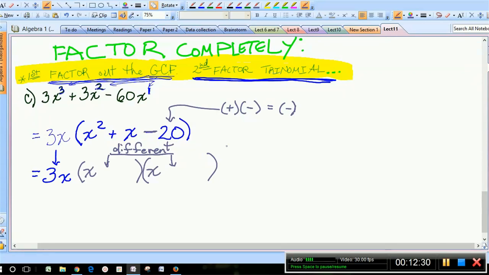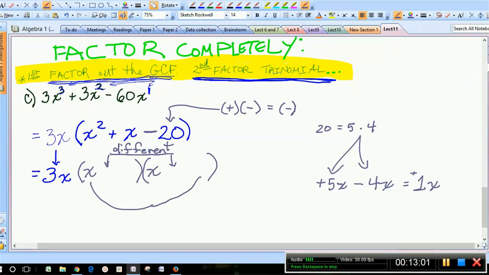Okay, all right, so factors of 20 that would give me a difference of 1, right? 5 and 4, because we can also say that positive 5x minus 4x would give me positive 1x. These would be my middle terms, my outer and inner. So that's what I want these guys, the outer and inner, to work out to. So it doesn't matter which one you put first. You can put plus 5 and minus 4.